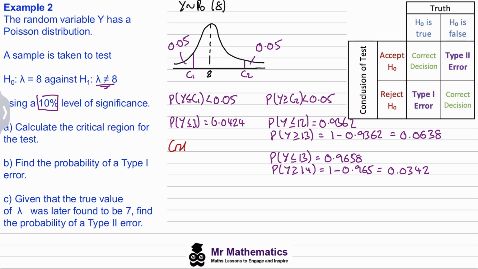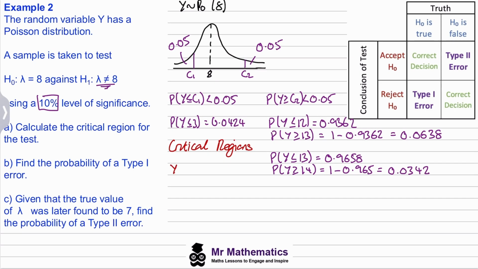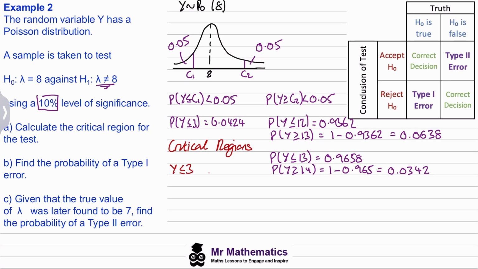So our critical regions will be when Y is less than or equal to 3 or when Y is greater than or equal to 13. And then for part B, find the probability of a type 1 error.